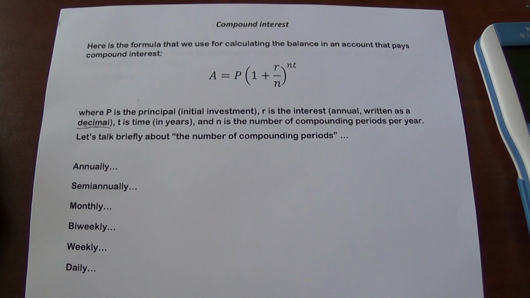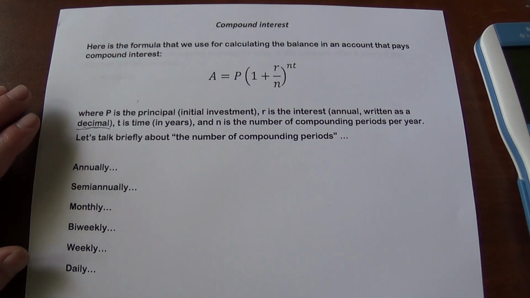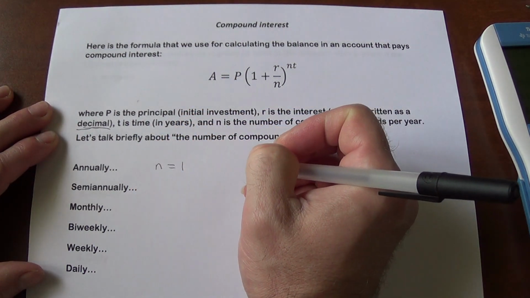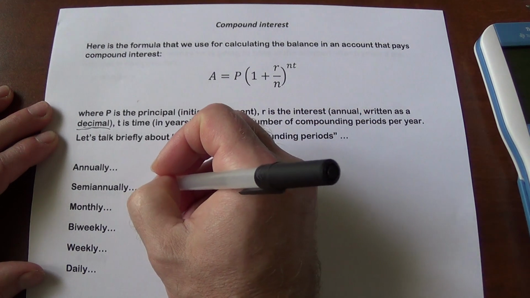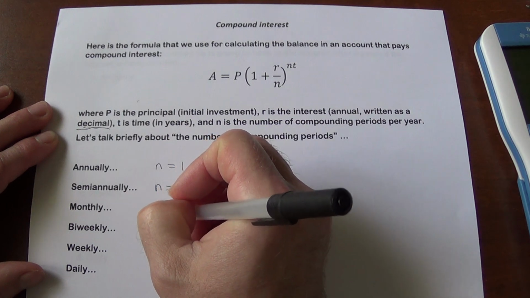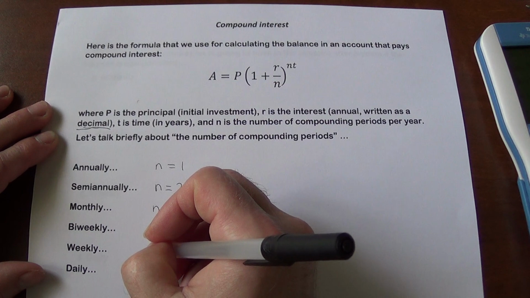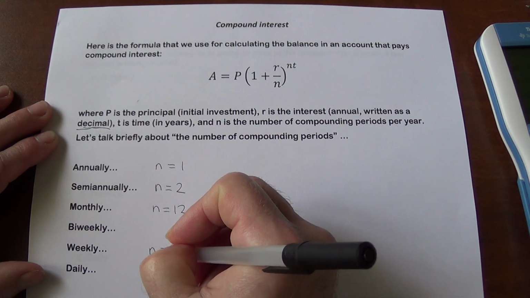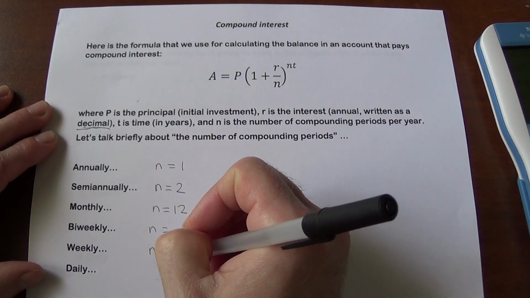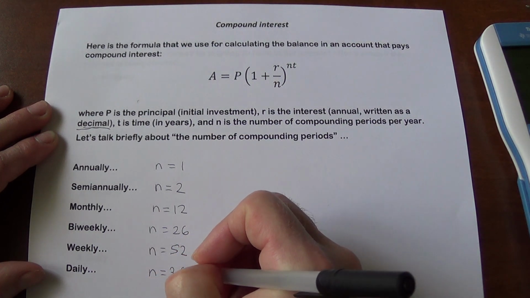What does it mean? That means how often per year you are going to earn interest. So if it says it's done annually, it's going to be happening just one time a year. If it's done semi-annually, you're going to do it twice a year. Monthly, there are 12 months in a year, you're going to do it 12 times a year. Bi-weekly, well, let's do weekly first. Weekly, there are 52 weeks in the year, so it's 52. Bi-weekly will be half of that, 26, and daily will be 365.